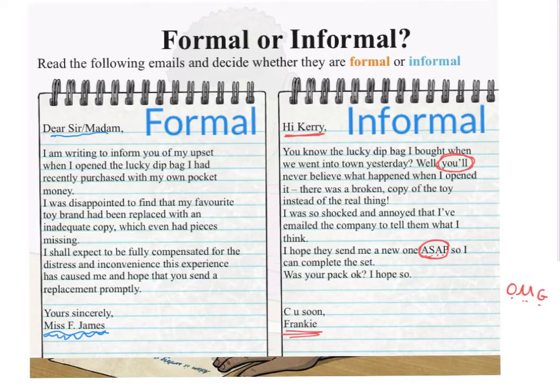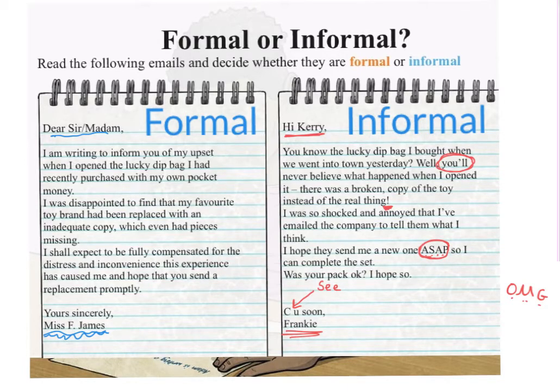You tend to use exclamations as well in informal texts. And we can see here right at the bottom as well, she said C, the letter C, instead of see. And that is a big no-no. You would never ever do that in formal writing.